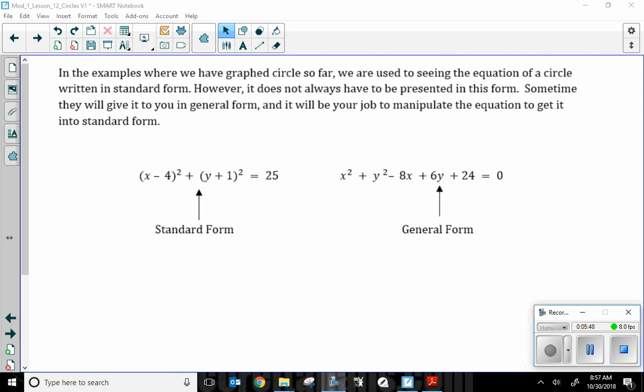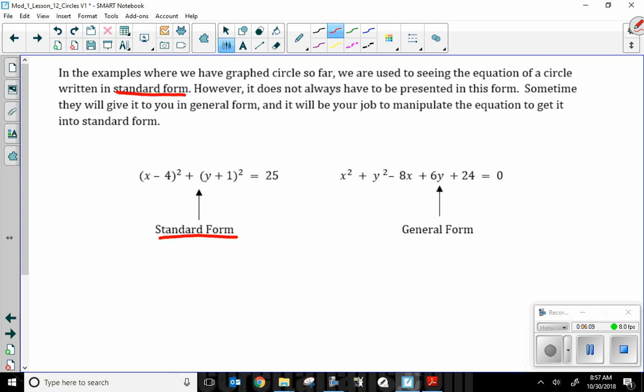Oh boy, so completing the square. Our little friend just never seems to go away. In this example, where we have graphed a circle so far, we are used to seeing the equation of a circle written in standard form. That's this version right here. However, it does not always have to be presented in this form.